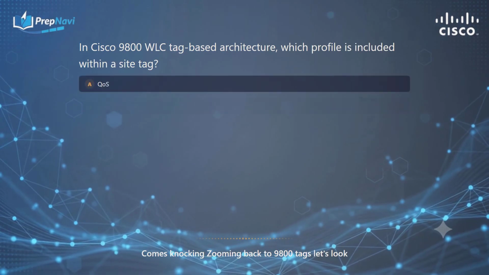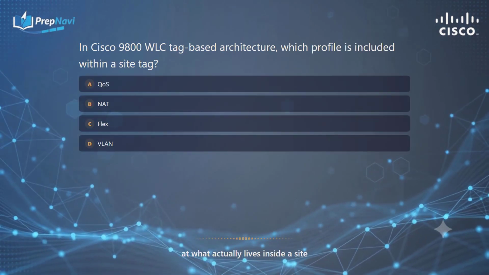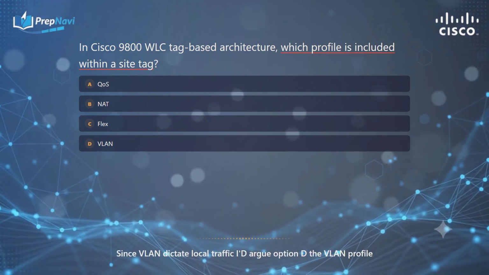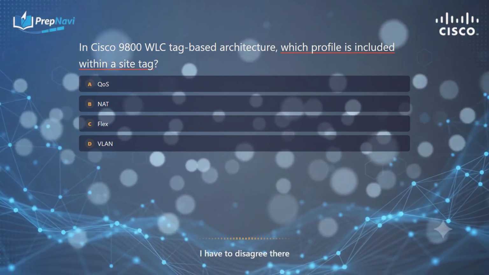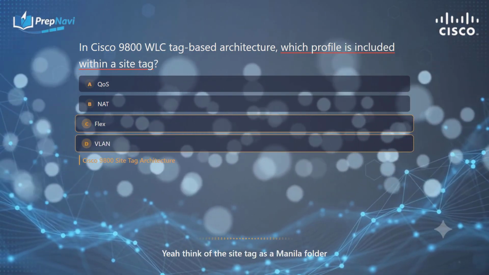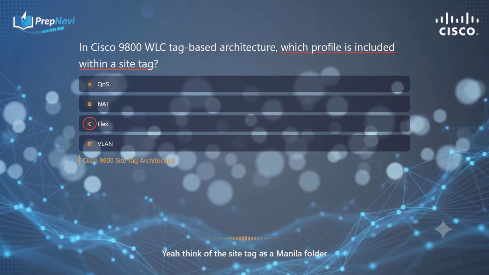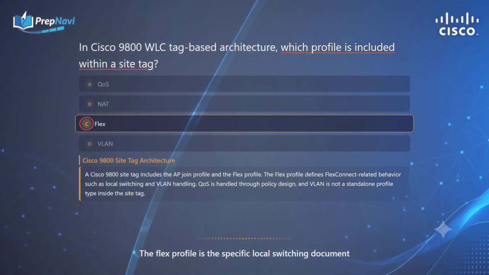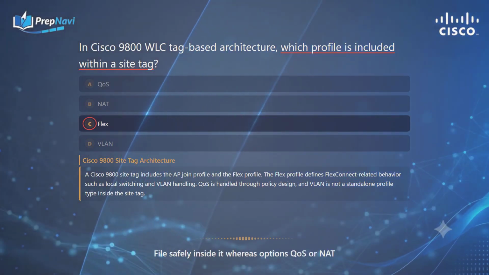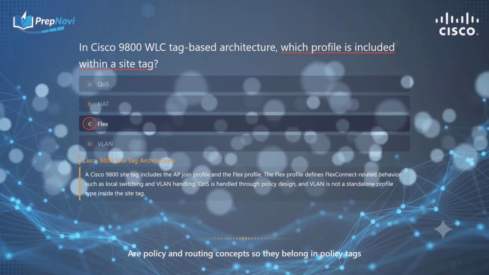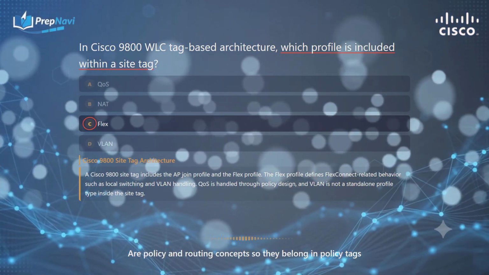Zooming back to 9800 tags, let's look at what actually lives inside a site tag architecture. Since VLANs dictate local traffic, I'd argue option D, the VLAN profile. I have to disagree there. It's actually C, the flex profile. Wait, just the Flex profile? Yeah, think of the site tag as a manila folder dictating how an AP behaves locally. The flex profile is the specific local switching document filed safely inside it, whereas options like QoS or NAT are policy and routing concepts, so they belong in policy tags.